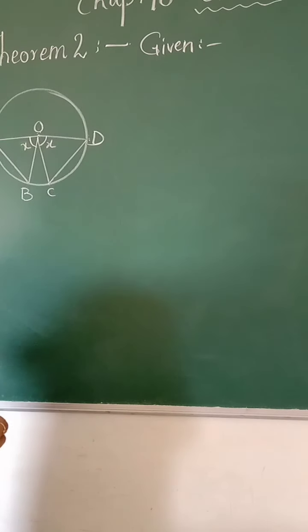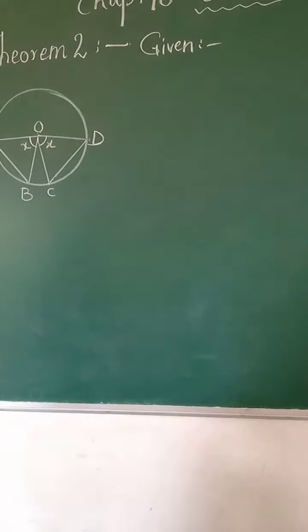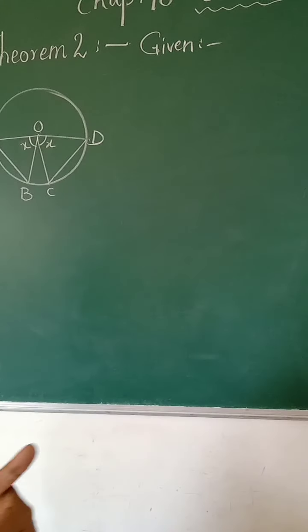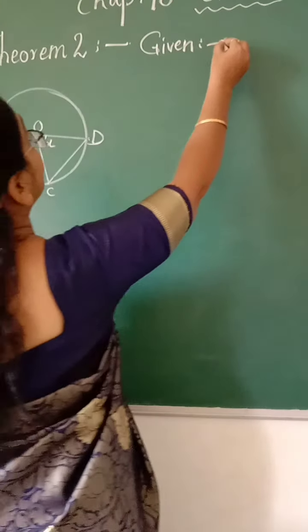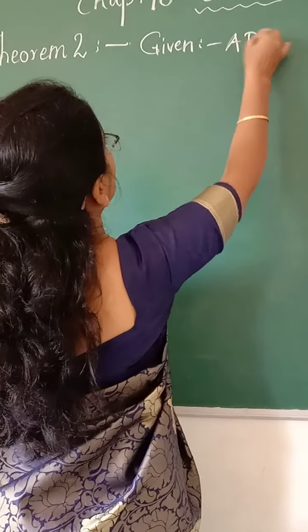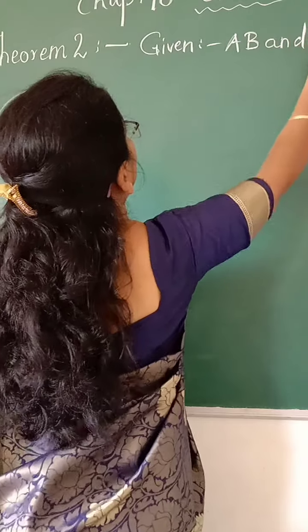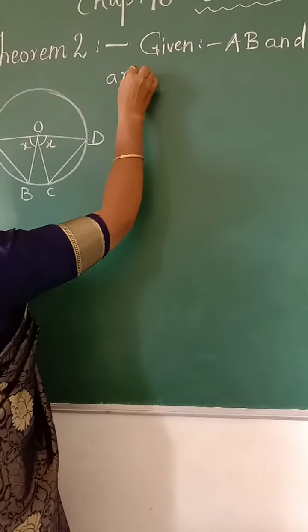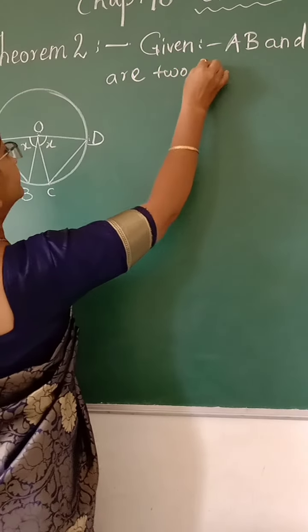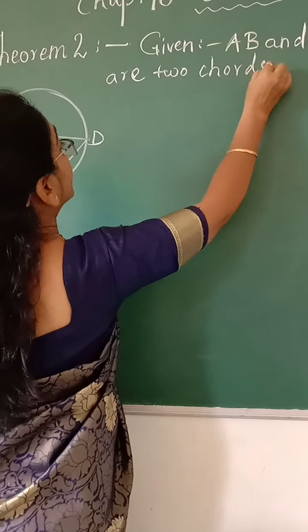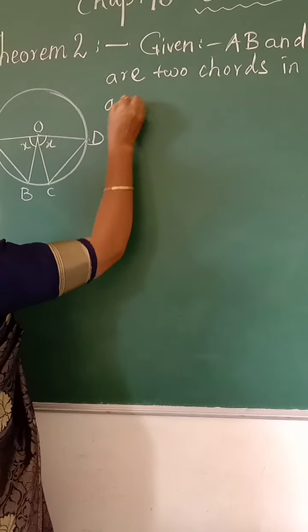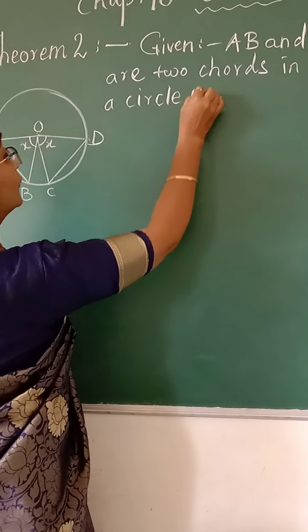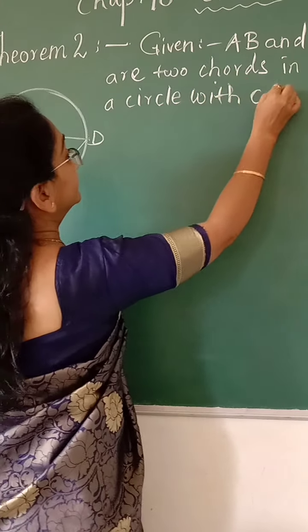So write down the statement and given. The statement you have to write yourself, and then start writing the proof. First, in the given comes that AB and CD are two chords in a circle with center O.